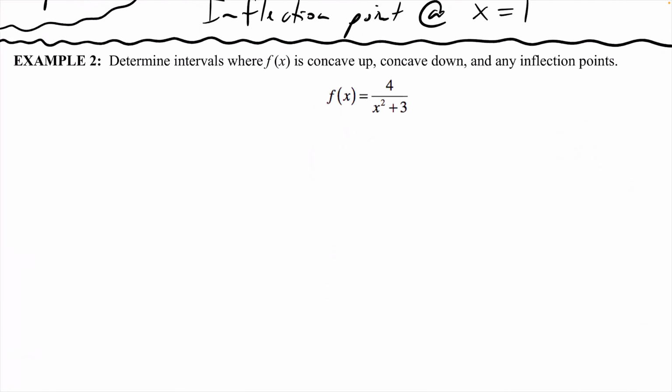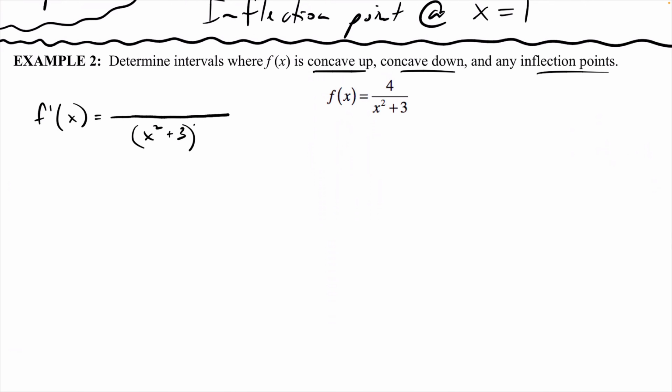Okay. Again, concave up, concave down, inflection points. That means second derivative. Okay? So we're going to have to find the first derivative. We're going to have to use the quotient rule because it's a quotient problem. So we have x squared plus 3 squared on the bottom. The top is low times the derivative of the high.